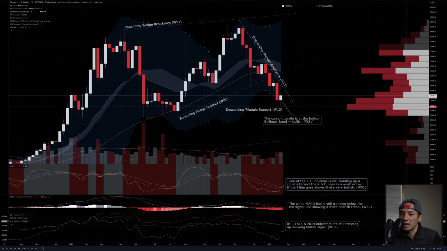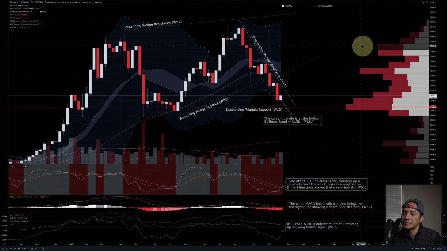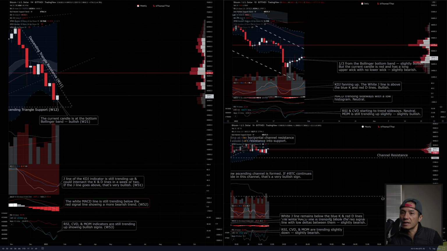I want to zoom in here. I need to do more of this for you, so you can see how they change when zooming in. You can see that the current week right here is trending up, but previously it's been trending down. So this is a nice reversal right here. And that covers the week. Let's hop over to the day.